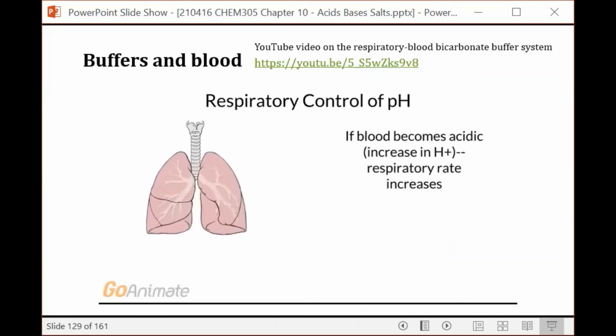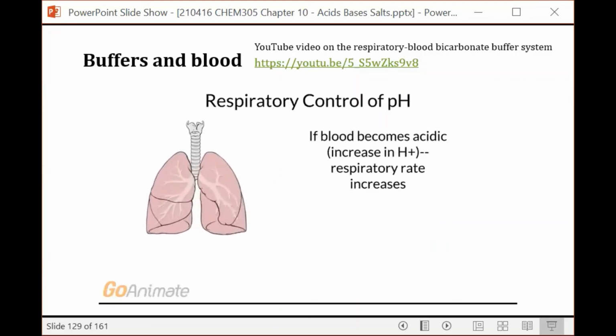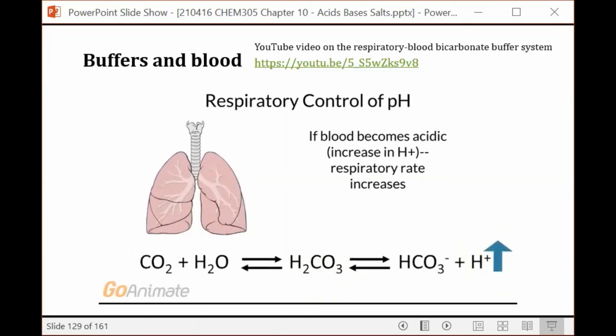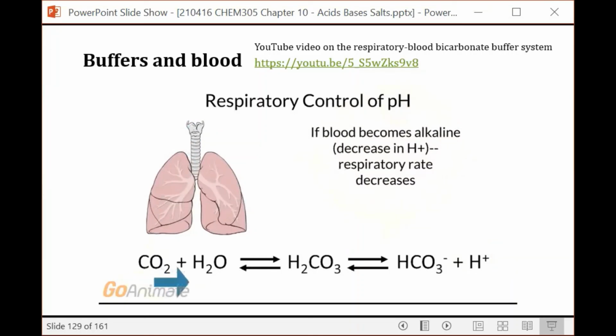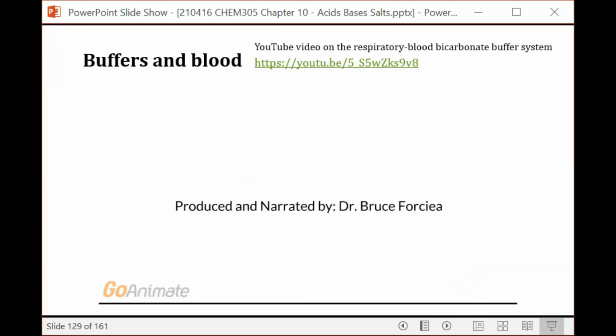In addition to buffer systems, the respiratory system also works to maintain pH. For example, if blood becomes too acidic, respiration rate increases in order to rid the body of carbon dioxide. A subsequent decrease in hydrogen ions occurs. Likewise, if blood becomes too alkaline, respiration rate decreases in order to increase the hydrogen ion concentration. You could say that hydrogen ion concentration follows carbon dioxide concentration. I hope you've learned something about the bicarbonate ion buffer, and see you next time.